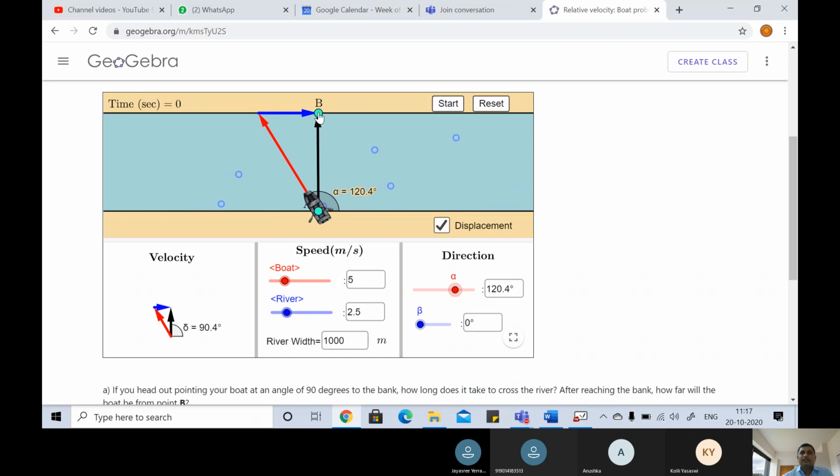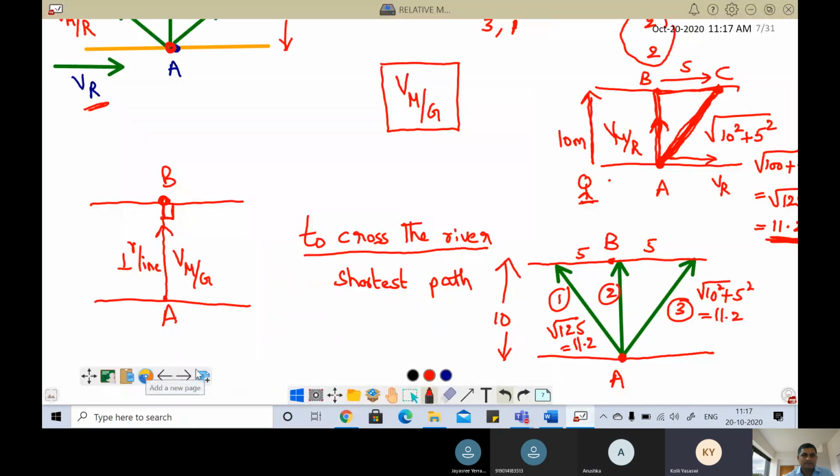If he wants to travel in the shortest path, I think yesterday I asked one question. In which direction should he head? It was a similar question. You gave the velocity of the river and the velocity of the man, and you asked if the man wants to reach B, in which direction he should swim. To reach exactly at that point, he should swim towards the left side. Correct? That is the same thing. The same thing I'm asking from a different perspective.